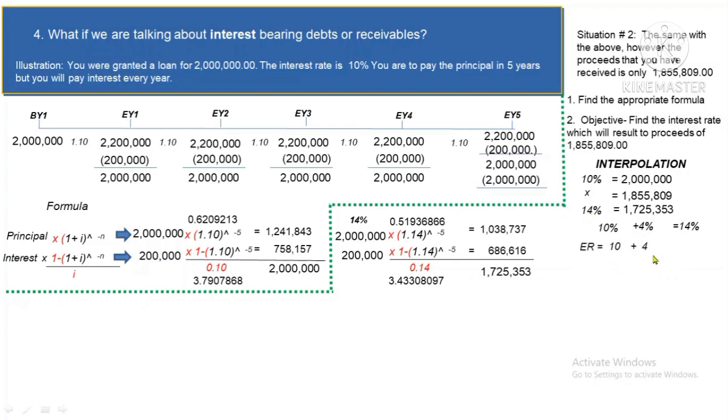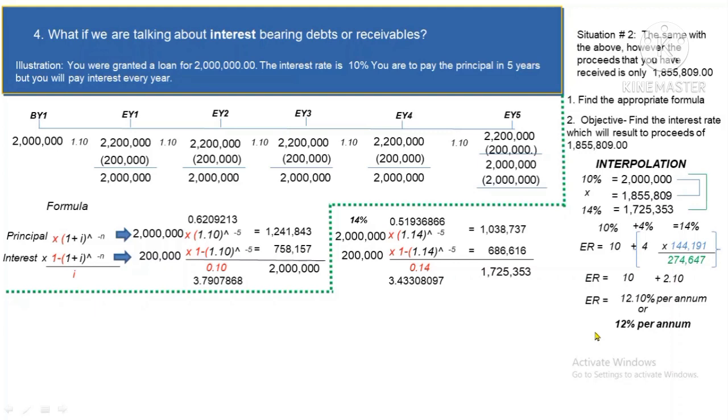But before we do that, the 4% will be multiplied to a fraction, in which the numerator is the difference between this 2 million minus 1,855,809, which is 144,191. And then the denominator is the difference between this first 2 million minus the 1,725,353, resulting to 274,647. And then you simplify this. When you simplify that, you're gonna get 2.10. So meaning the effective rate is 10 plus 2.10 or 12.10% per annum. But if you're going to round off, you have 12% per annum.